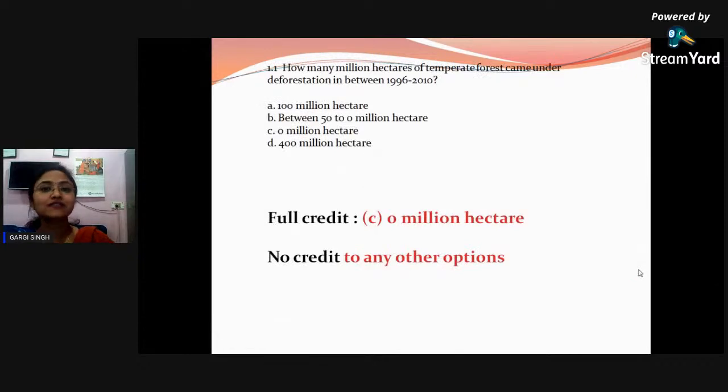There is full credit for option C, that is 0 million hectares. There was no green color shown in the graph. That means the land covered under deforestation for temperate forest was 0 million hectares. So option C is correct. Those who said C, that's correct. You have retrieved the information absolutely correctly. Now let's move to the next question.